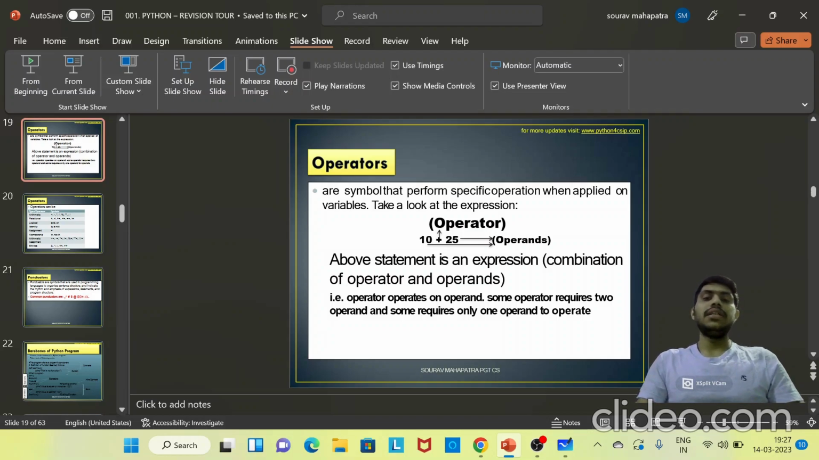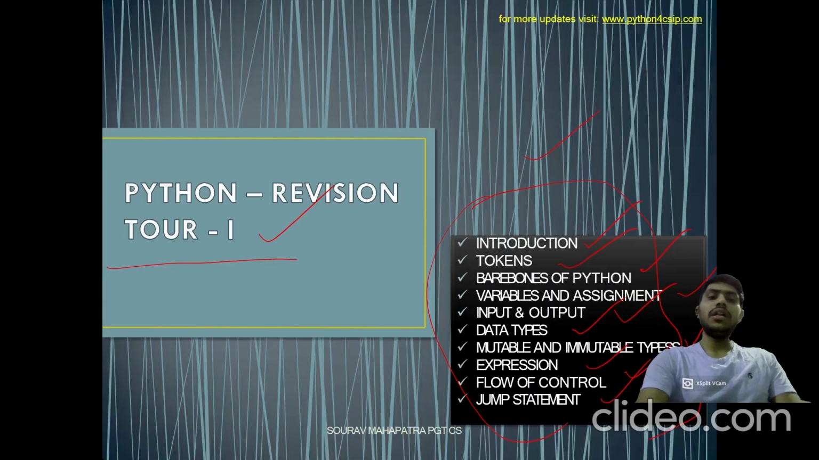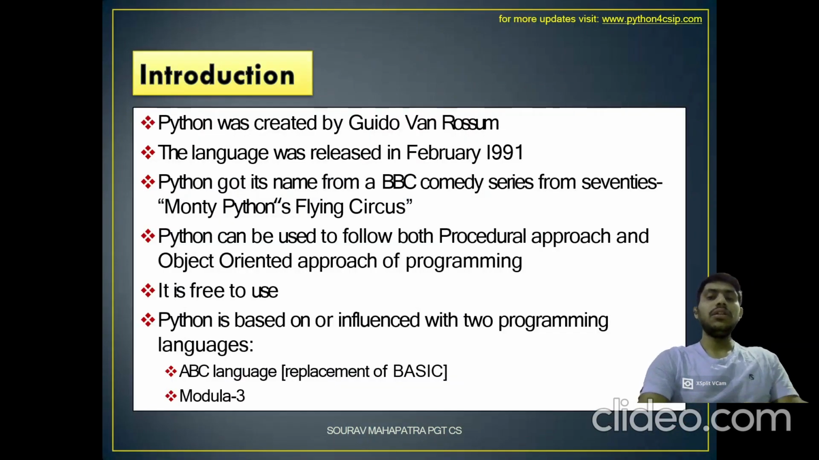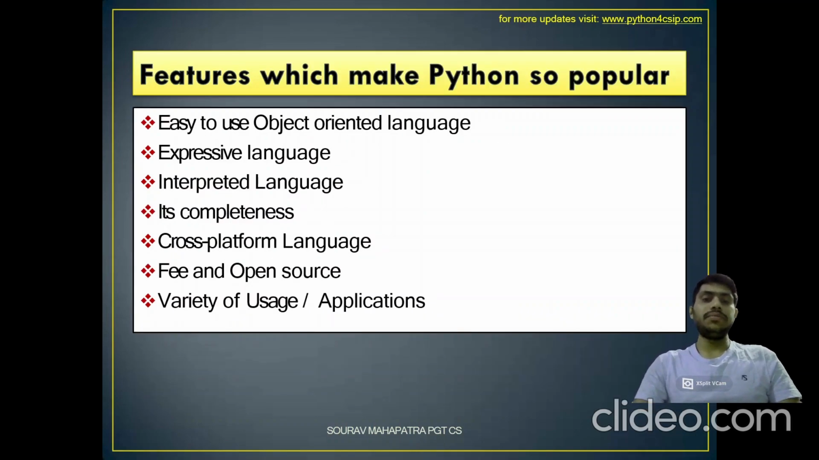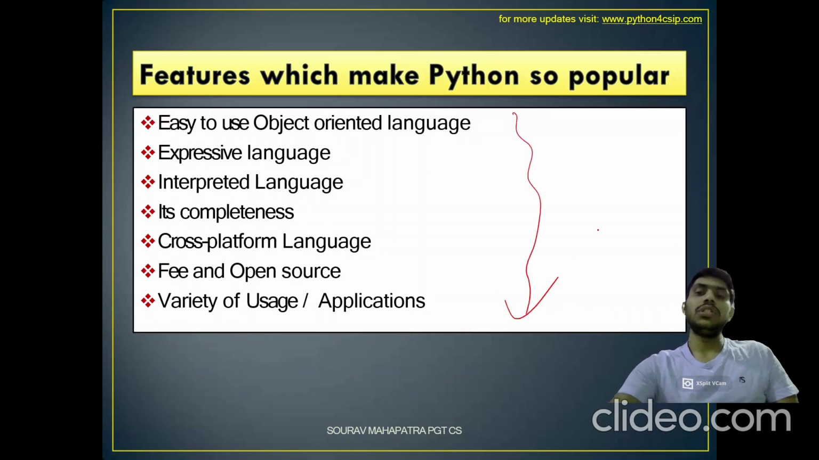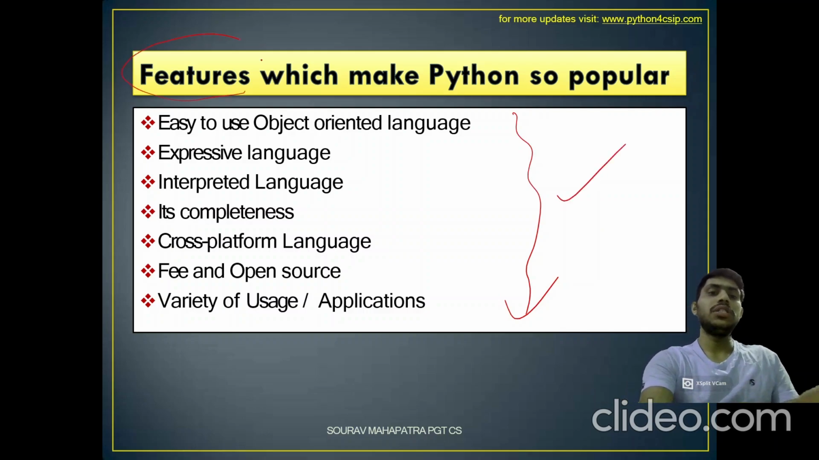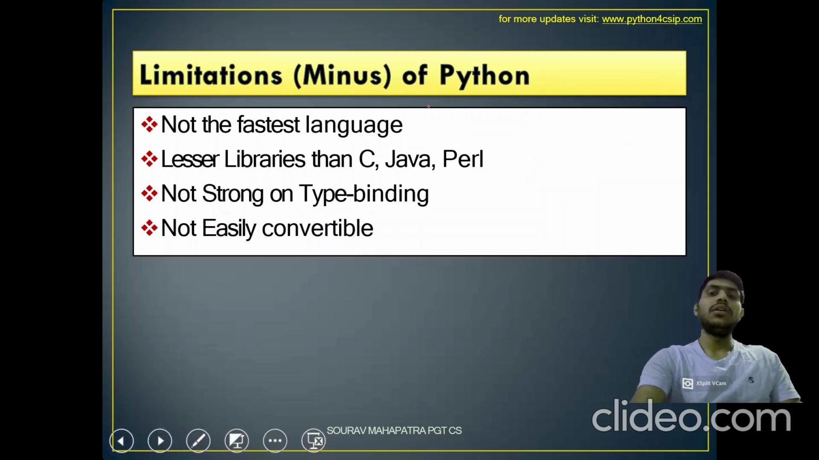Yesterday in class we already discussed the fundamental things. I am just recalling here, Revision Tour 1. The introduction we have already revised. As you know, features. If the question comes, advantages of Python, we can write this one. Features, disadvantages, limitations, you can write this one.